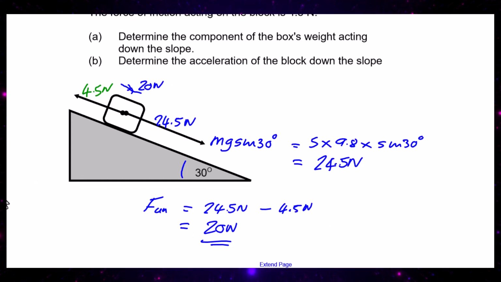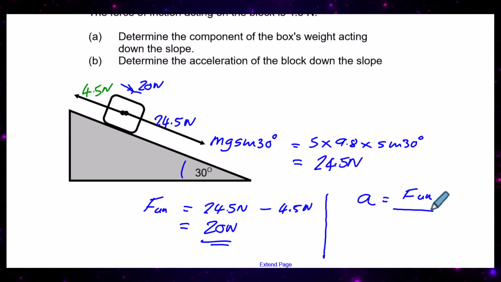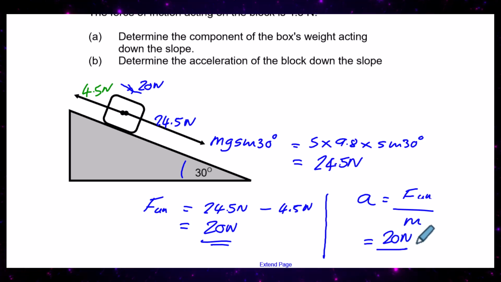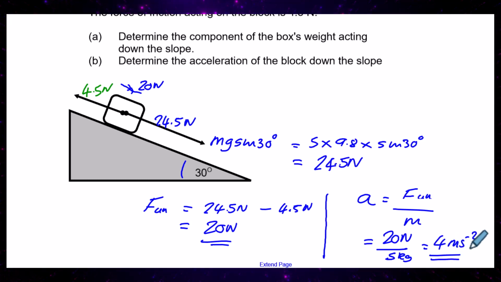To find the acceleration of the object, it's quite simple to do. We just do the following. Acceleration is the unbalanced force acting on the object divided by the mass of the object. In this case, it's going to be 20 newtons divided by the mass of the object, which is 5 kilograms. So we put in 5, and we're going to have an acceleration of 20 divided by 5 is 4 meters per second every second. Remember the units. And that's how you do that diagram.